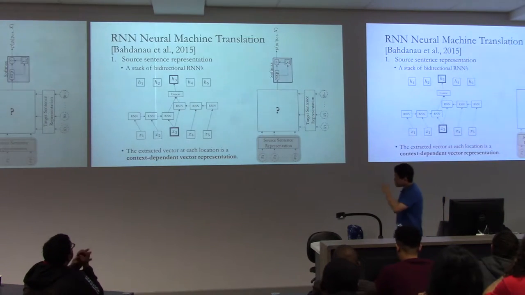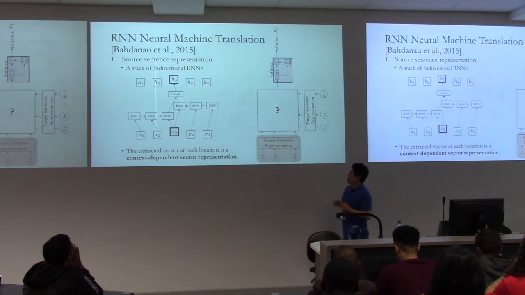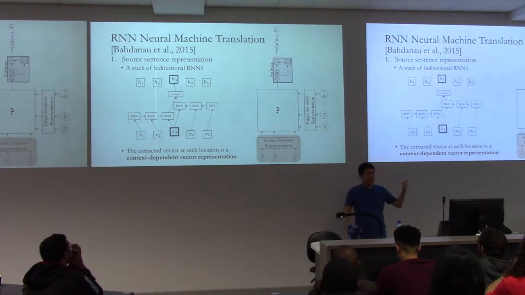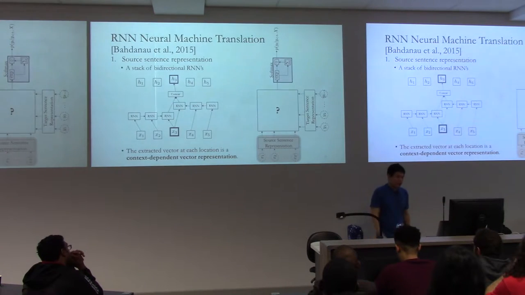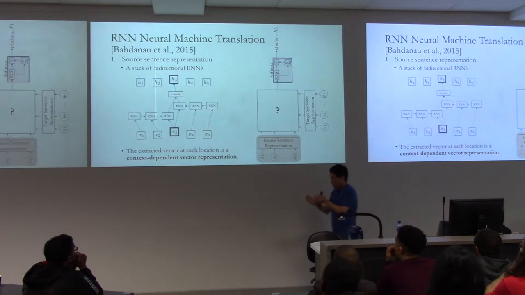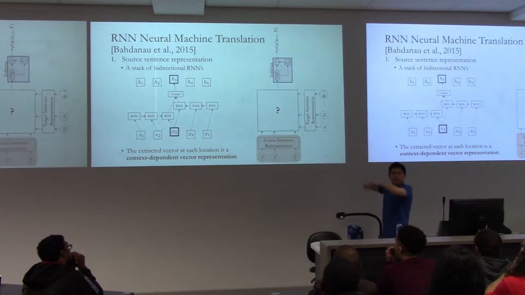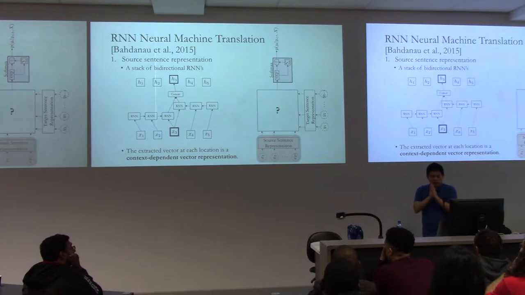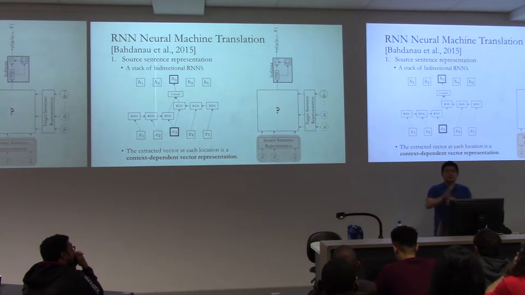So here, let's go through one step at a time. For the source sentence representation, we use bidirectional recurrent neural nets. We read a source sentence using the forward directional one, and then we read it again using the backward direction, the reverse direction. For each of the tokens, we get a representation from these two recurrent neural nets that tells us what this token means within this context. Otherwise, we cannot really disambiguate different types of meanings as well as different occurrences of the same token, right?